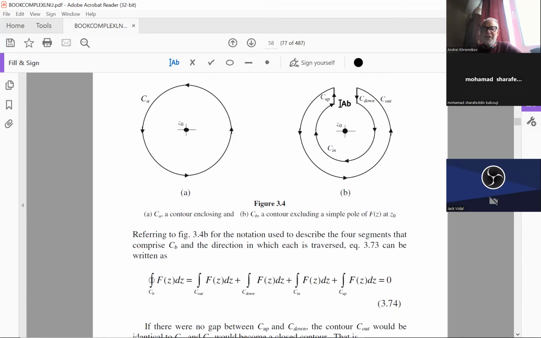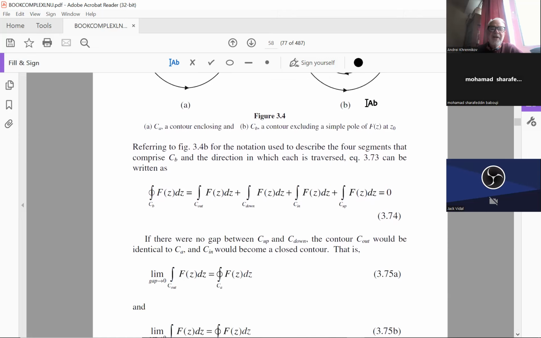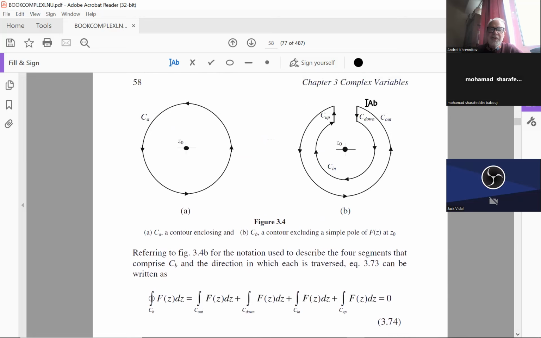So the main idea is that this up goes in this direction, and this down, when we connect them, they compensate each other. So this block disappears because of these arrows. And they consider the situation when the gap goes to 0. So they make a continuous deformation of our contours. It is still 0, the integral is not changed.